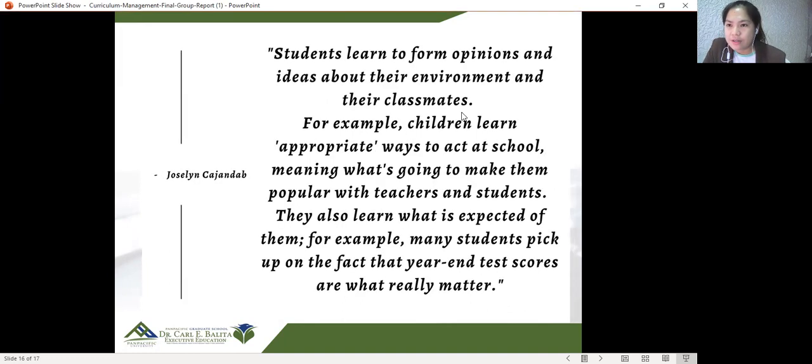Next, students learn to form opinions and ideas about their environment and their classmates. For example, the children learn appropriate ways to act at school, meaning what's going to make them popular with teachers and students. They also learn what is expected of them. For example, many students pick up on the fact that year-end test scores are what really matter. It is more on the importance of the content or what is appropriate.